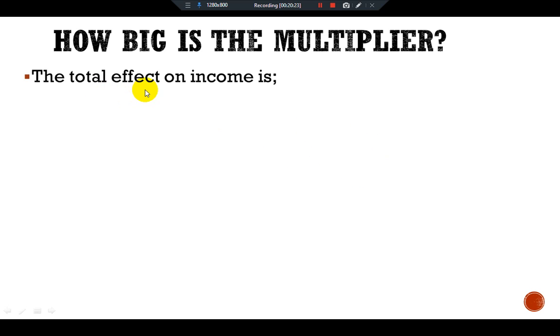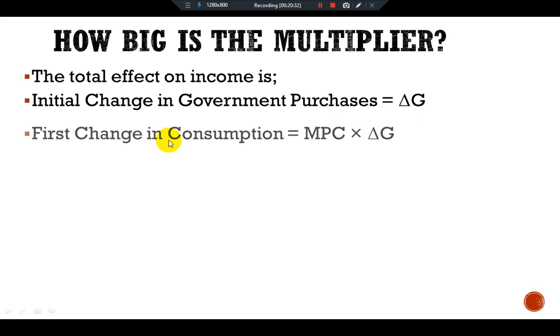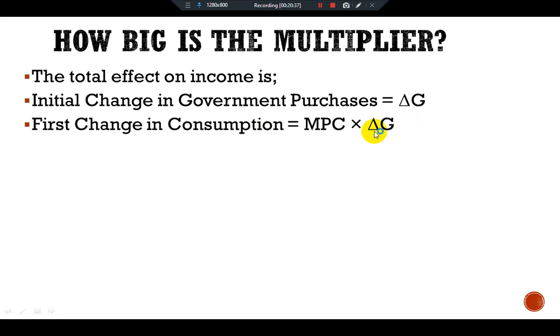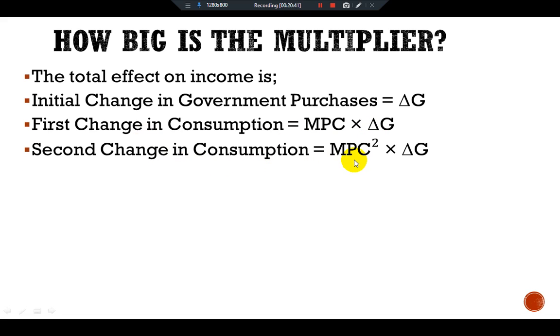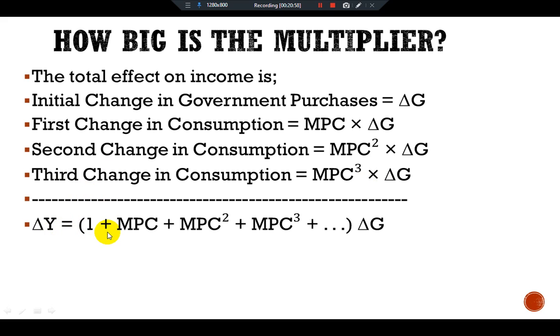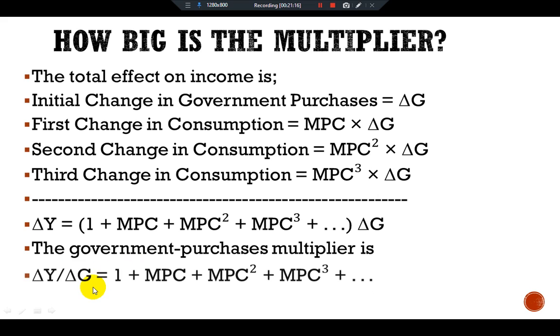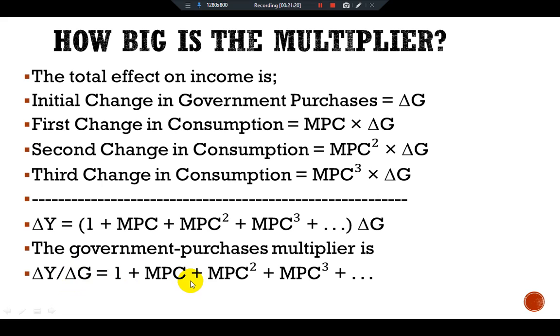Here we have the total effect on income. The initial change in government purchases is delta G. The first change in consumption is MPC cross delta G, and the second change in consumption is MPC squared cross delta G. The third change in consumption is MPC cubed cross delta G. So on, this process will continue, and we get delta Y is equal to delta G times 1 plus MPC plus MPC squared plus MPC cubed plus so on. The government purchases multiplier, delta Y over delta G, is equal to 1 plus MPC plus MPC squared plus MPC cubed plus so on.